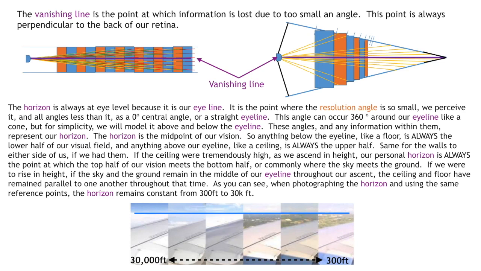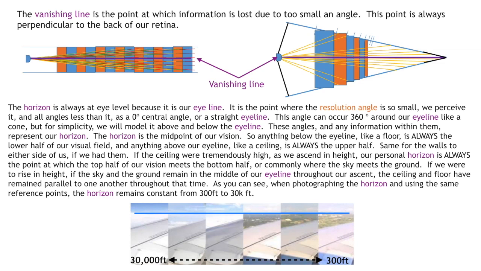So these angles and any information within them represents our horizon. The horizon is the midpoint of our vision, so anything below the eye line, like a floor, is always the lower half of our visual field, and anything above our eye line, like a ceiling, is always the upper half. Same for the walls to either side of us, they're always the left or right fields, if we had them. So if the ceiling were tremendously high, as we ascend in height, our personal horizon is always the point at which the top half of our vision meets the bottom half, or commonly where the sky meets the ground.